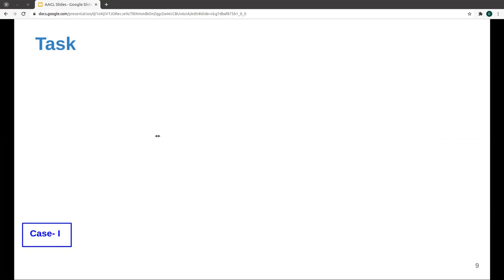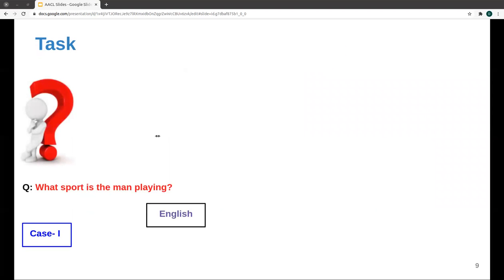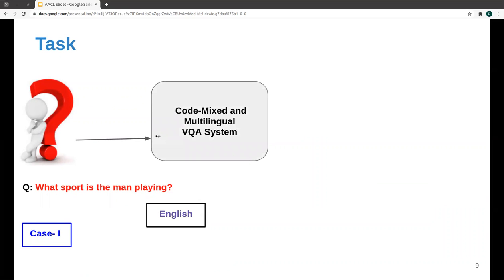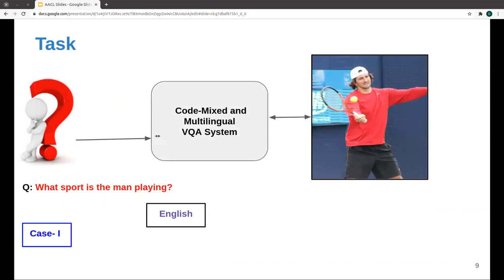I would like to define the task here. We are witnessing a renewed excitement in multidisciplinary research problems focused on computer vision, NLP, and knowledge representation and reasoning. Towards this, we study and propose the task of multilingual and code mix visual question answering, which is another dimension of question answering. I will discuss the task by considering various cases. In case one, given an English question and image, the visual question answering system takes the input question, interacts with the image and predicts the answer. In this example, for the question what sport is the man playing, the system should be able to predict the answer as tennis.